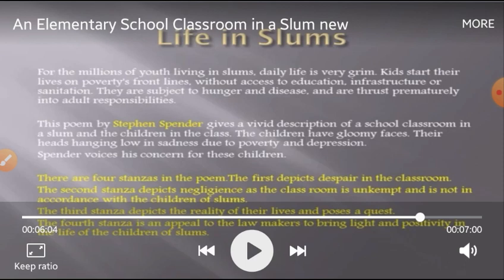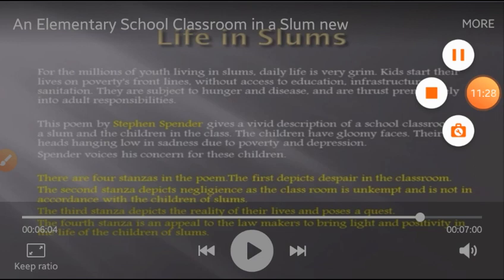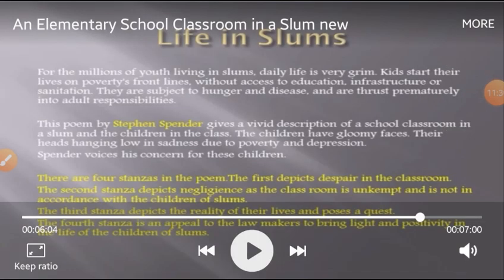So that was the recitation, and now a quick discussion on the introduction of the poem. For the millions of youth living in slums, daily life is very grim. Kids start their lives on poverty fronts, without access to education, infrastructure or sanitation. They are subject to hunger and disease and are thrust prematurely into adult responsibilities.